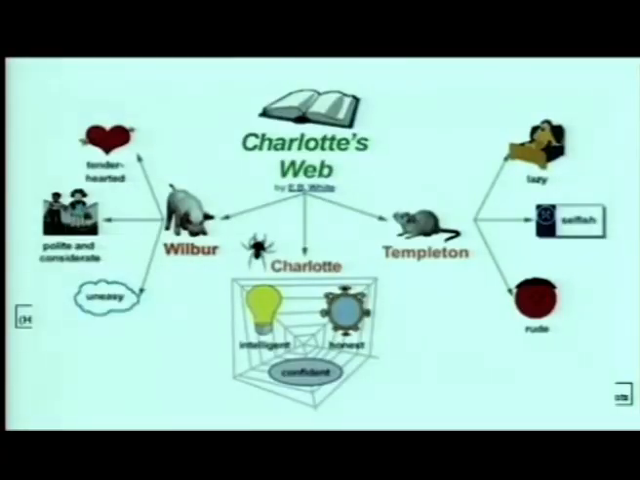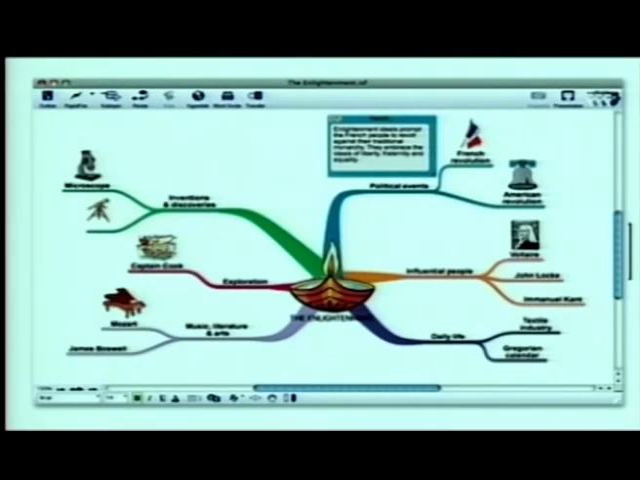This is an example of a graphic organizer, this Charlotte's Web, which is very famous, and this tells us how the learner's thinking would be facilitated by representation through graphic representation of the concept and joining them together. Second, here is a mind map that is available. If you look a little more closely, you will see how mind mapping is done here.